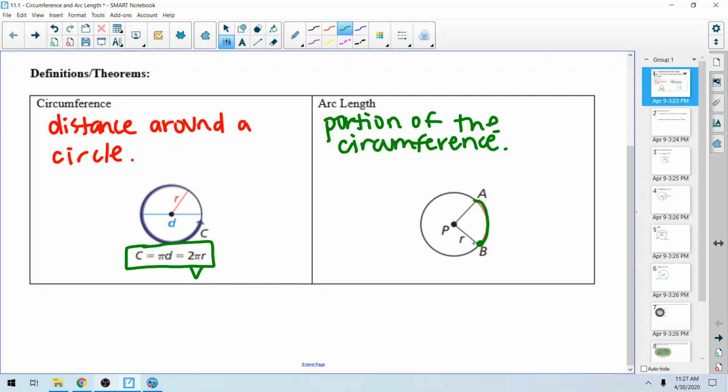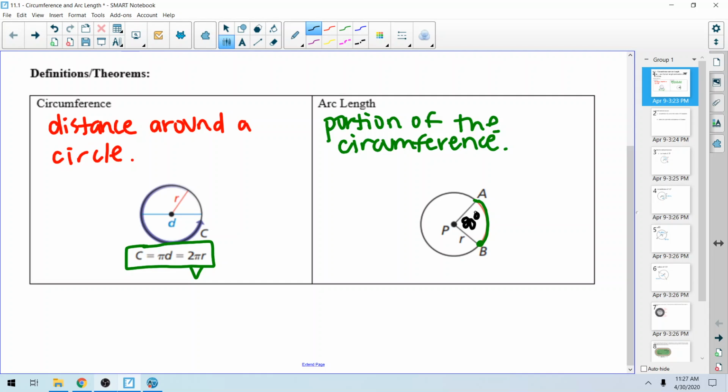Now, in order to find that, in the last chapter, we figured out arc measure. So let's pretend here for a minute that I told you the measure of that central angle is, I don't know, 80 degrees. So that means we know that arc AB is also 80 degrees. So the way we find arc length, or how long AB is, because yes, it's 80 degrees, but is that like 10 inches? Is that 20 inches? How long is that if we were to actually walk it?